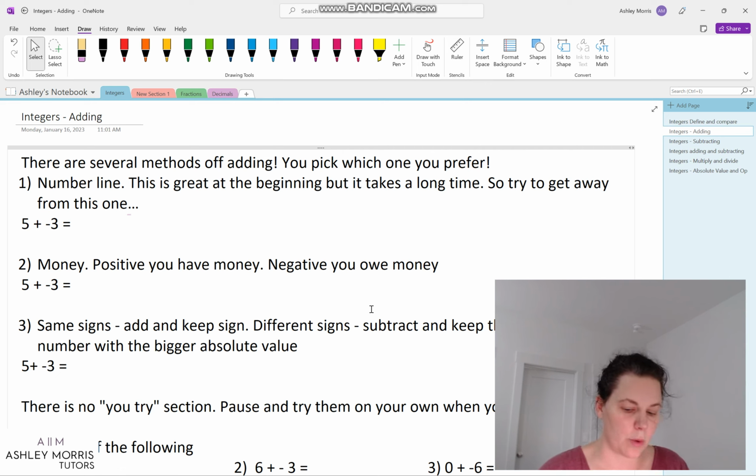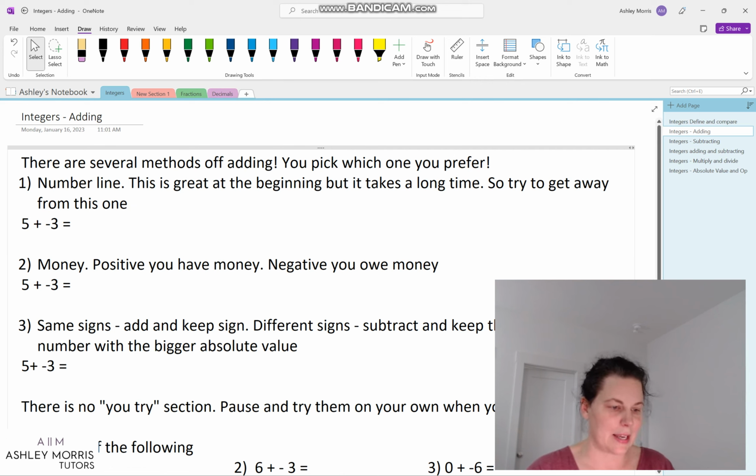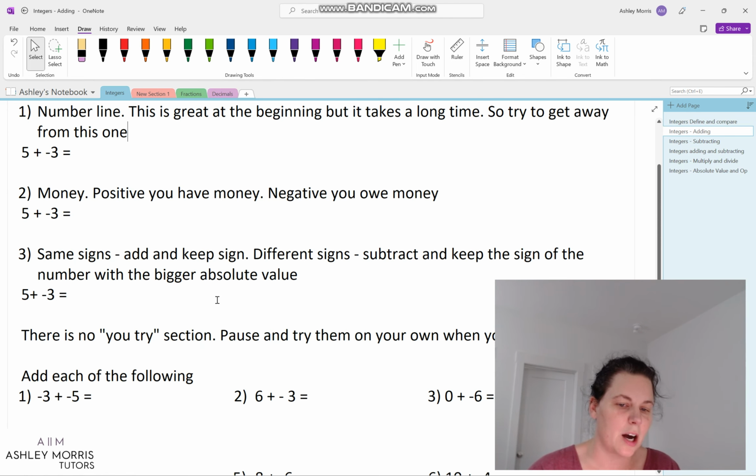And in today's video, we're going to talk about adding integers. Just adding. We'll have a separate one for multiplying, dividing, subtraction, all that. So there's a couple different methods, and I don't really care which one you do. Pick which one works best for you.